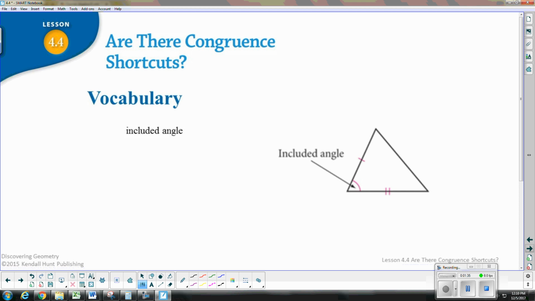So the first thing that you need is this key vocab term, which is included angle. In your note sheet, you can see this included angle here. This is the included angle between these two sides. So an included angle is the angle between two reference sides.